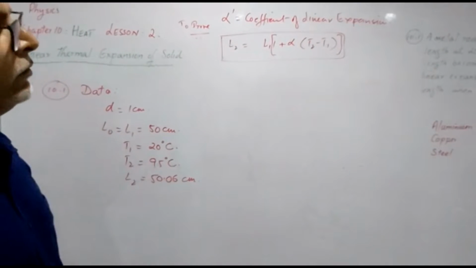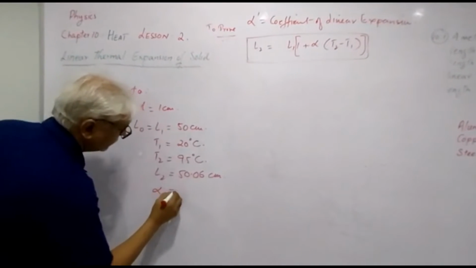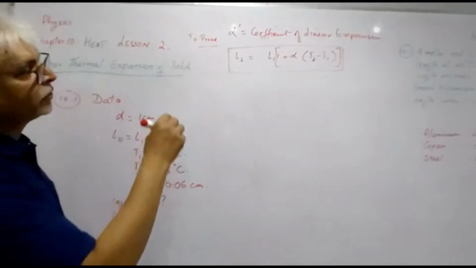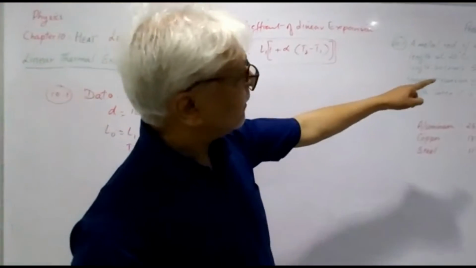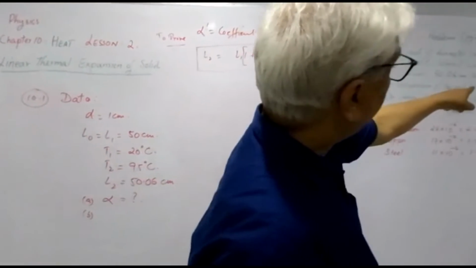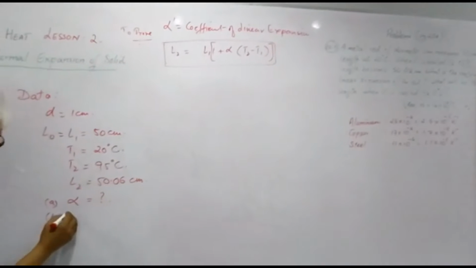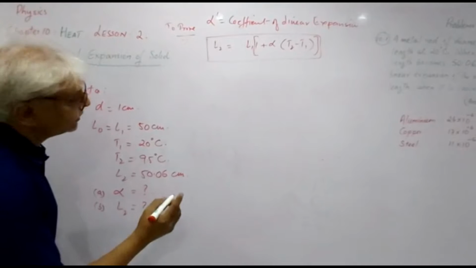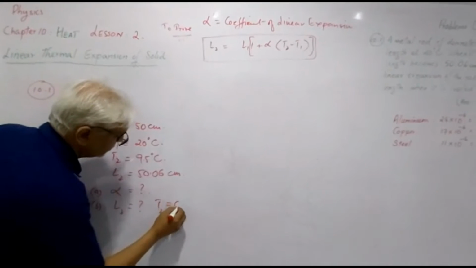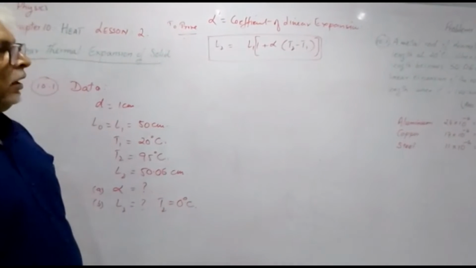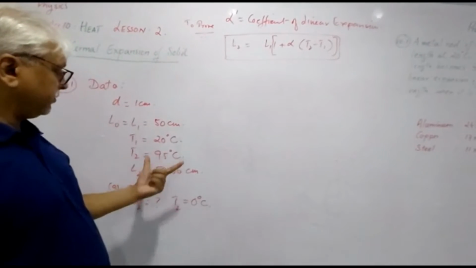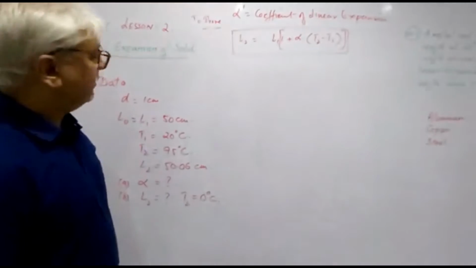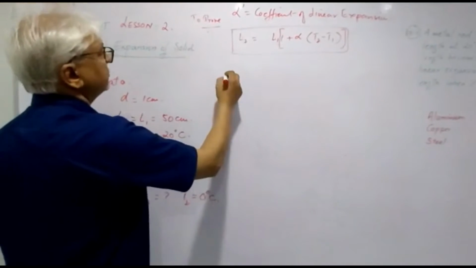Now, what is the coefficient of linear expansion of the rod? Alpha, the coefficient of linear expansion of this metal rod, is equal to how much? Let's say this is part A, because this question has two parts. The second thing you need to find out is what its length, L2, will be when it is cooled to 0 degrees centigrade, when the final temperature T2 is 0 degrees centigrade. Obviously it will reduce, because on heating it expands and on cooling it contracts.